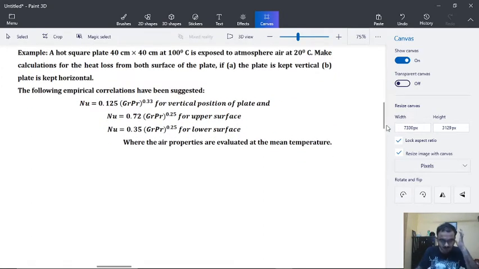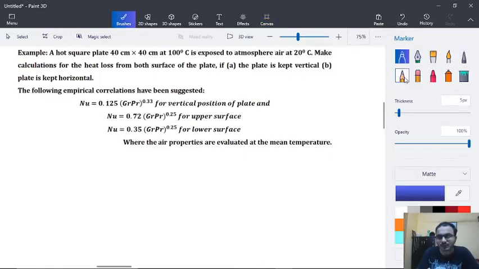So here we will not go much in detail, but I will give you the idea of how it is done. Here we are given two temperatures, first is 100 degrees and second is 20 degrees. So we will calculate the mean film temperature here, that is the average of these, T, which is equal to 60 degrees Celsius.